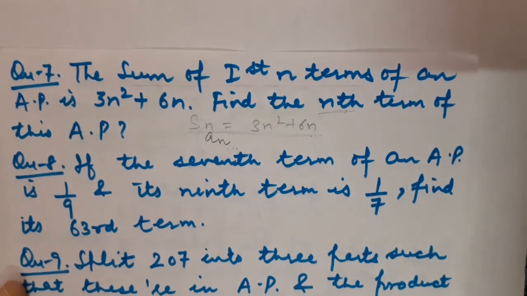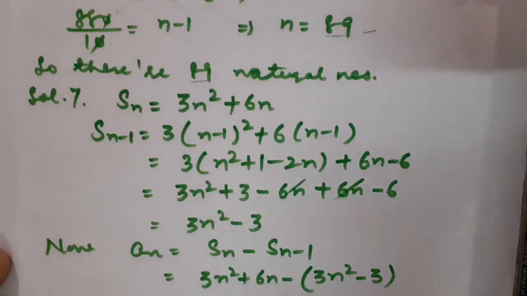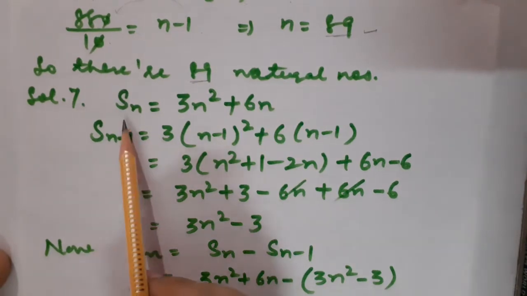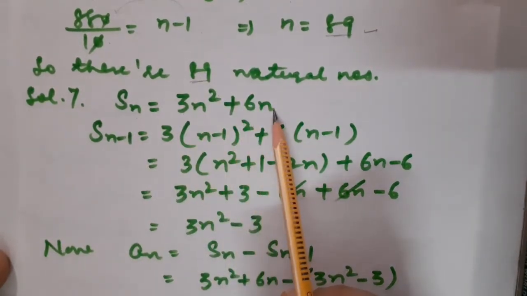Okay, so let us have a look on the solution so that you can better understand. So children, as sum of first n terms of AP is given, that is 3n square plus 6n.